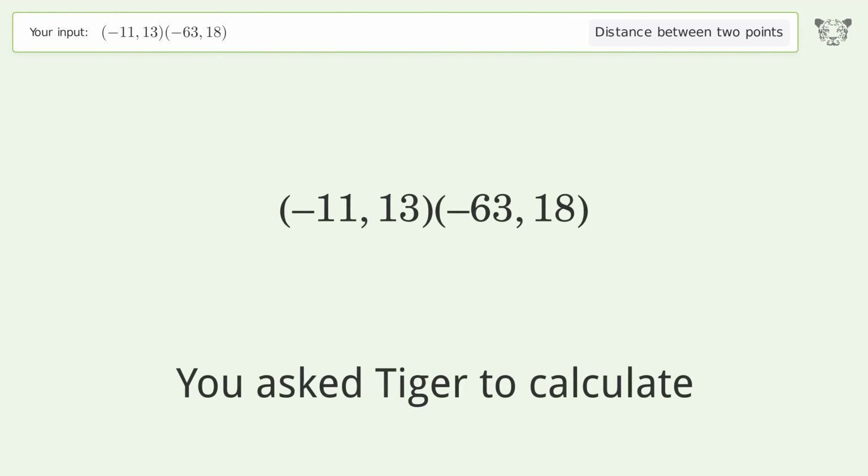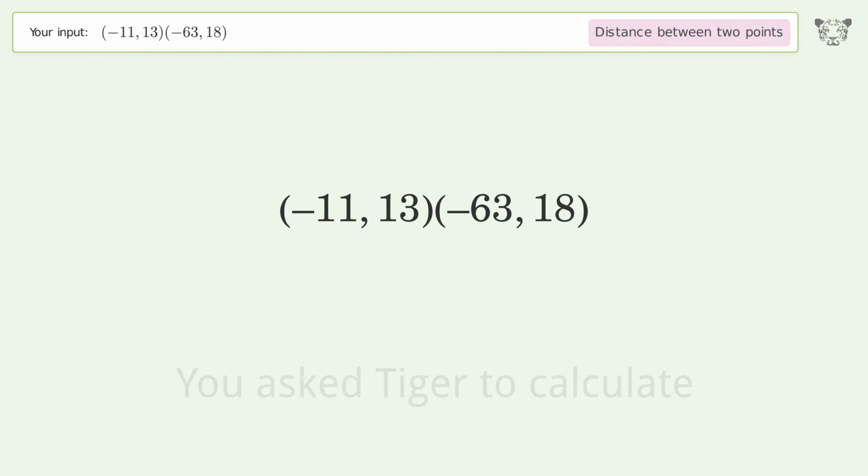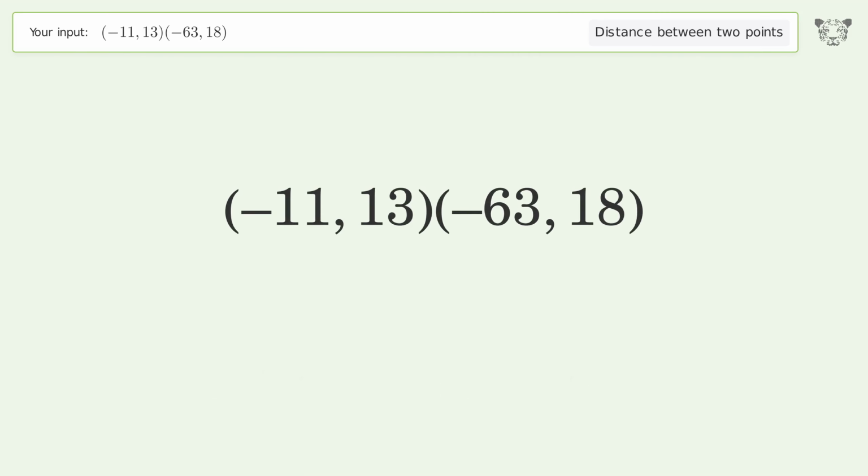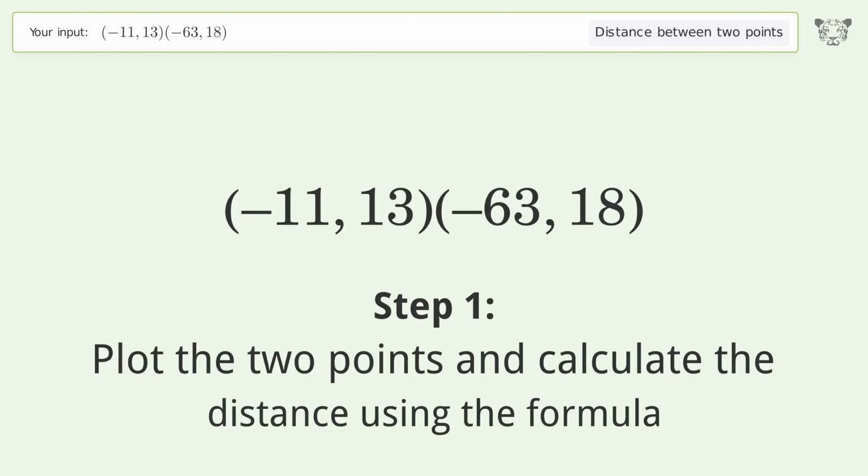You ask Tiger to calculate. This deals with the distance between 2 points. The distance between the 2 points is the square root of 2,729 or 52.24. Let's solve it step by step. Plot the 2 points and calculate the distance using the formula.